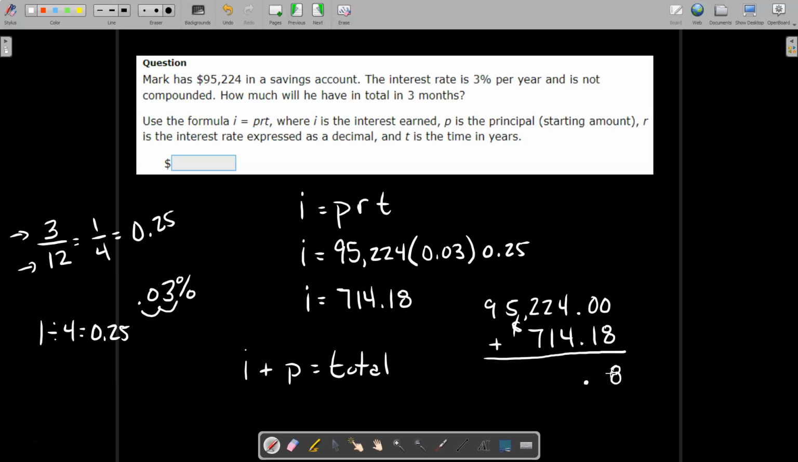Remember, we're adding. We'll keep our decimals lined up. This is going to be 8. That's going to be 1. We got an 8 there, a 3 there, a 9 there. Bring down the 5, bring down the 9. And in the end, we have a total of $95,938.18. They never told us to round the nearest dollar, so we'll keep it at dollars and cents.